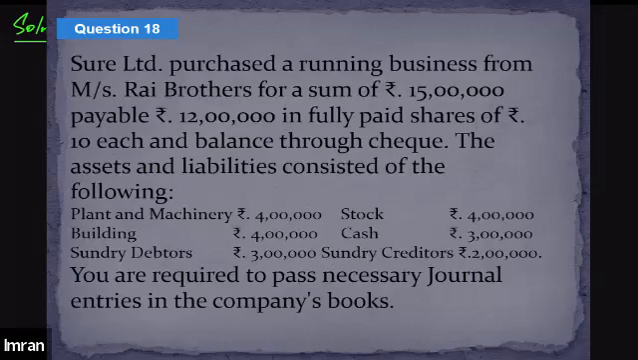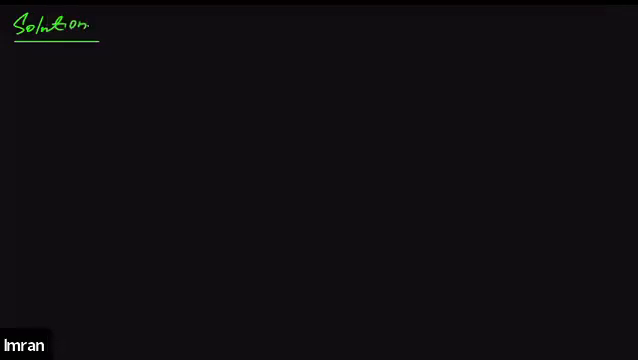Following asset and liability has been taken over by the Shaw Limited from Messrs. Rai Brothers. That contains plant and machinery, buildings, sundry debtors, stock, cash, and sundry creditors. We need to pass the journal entries. Okay, so this one is easy. Let me show you how we will solve this question. First of all, we'll pass the journal entry for the purchase of the asset. And for that, the journal entry will be, first of all, we bought plant and machinery, right? So plant and machinery account debit.